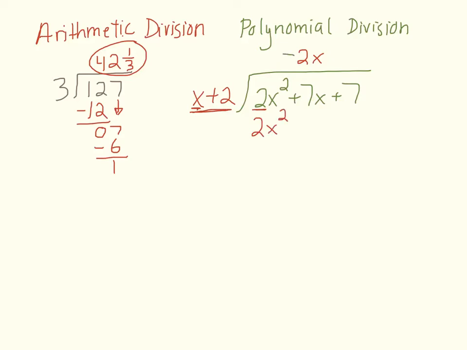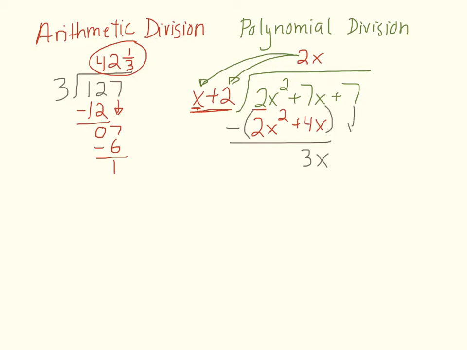But you want to do it to both terms. So you want to do that to the x and to the 2. So 2x times x gives you 2x squared, and then 2x times 2 gives you 4x. Now, remember, it's similar to arithmetic division, you want to subtract both quantities. So now I have 2x squared minus 2x squared, that's just going to be 0. And then I have 7x minus 4x. That's going to be 3x.